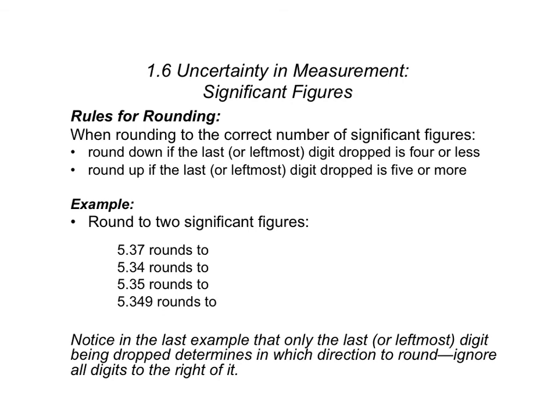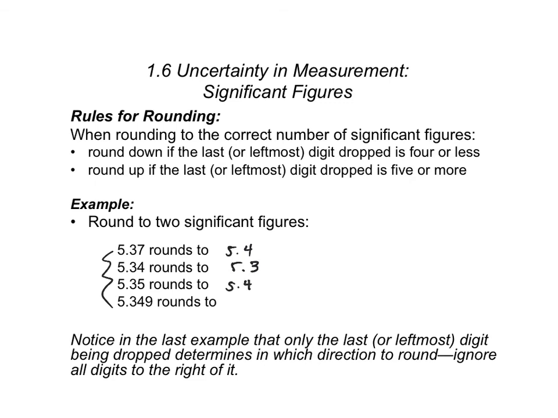So for example, if I have these numbers, and I want to round these guys to 2 sig figs, 5.37 to 2 sig figs, what would I round to? This would be 5.4. What about 5.34? What would the answer be here to 2 sig figs? 5.3. 5.35, 5.4. We would round up because of the 5.